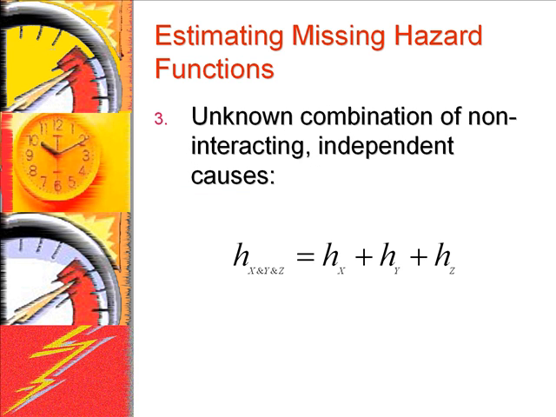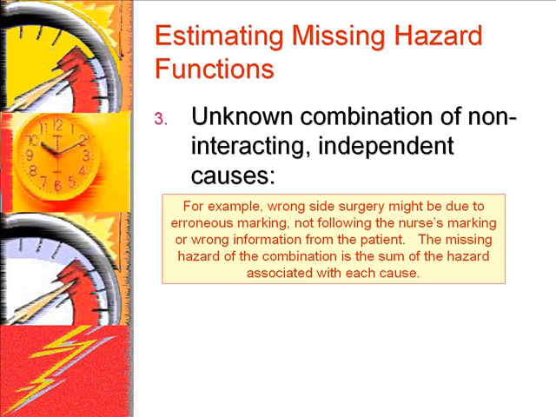In step 3, the missing hazard for a combination of non-interacting independent causes is estimated as the sum of the available hazard functions for each of the causes. For example, wrong side surgery might be due to erroneous marking, not following the nurse's marking, or wrong information from the patient. The combination of these three causes might be considered non-interacting and independent. Under this assumption, the missing hazard function of the combination is the sum of the hazard associated with each cause.